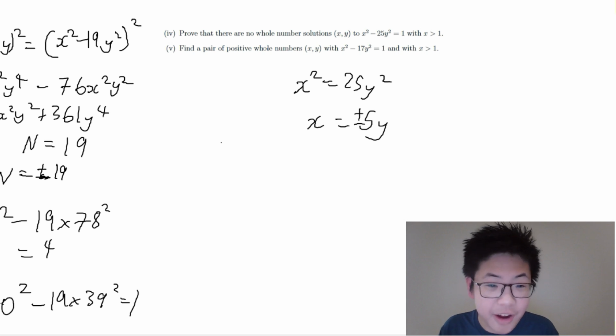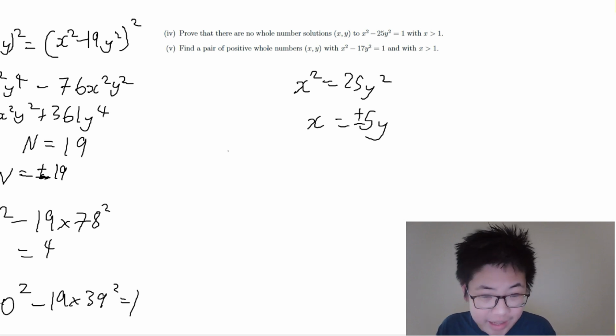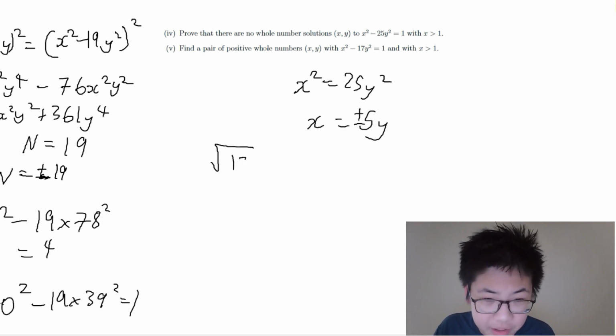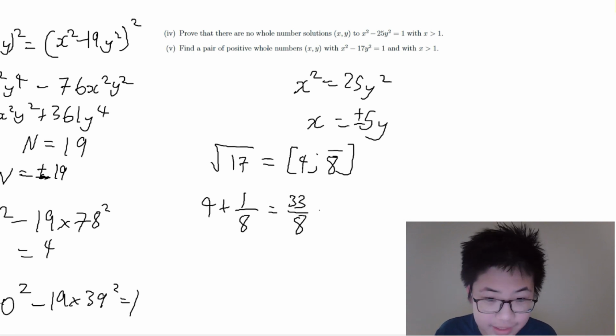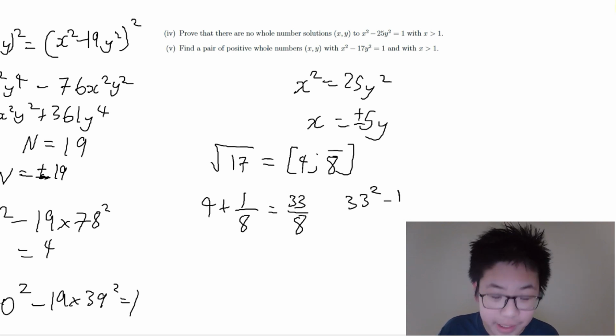Number 5, find the pair of positive whole numbers. And again, the solution to this Pell equation results in the continued fraction of the square root of 17. So you have 4; 8 recurring. There, much simpler. Then we continue in the same fashion as before. Then we have 33 over 8. Then we have 33 squared minus 17 times 8 squared equals 1.